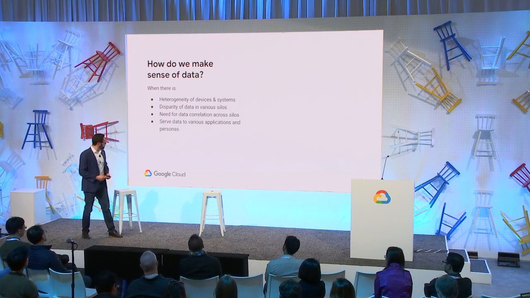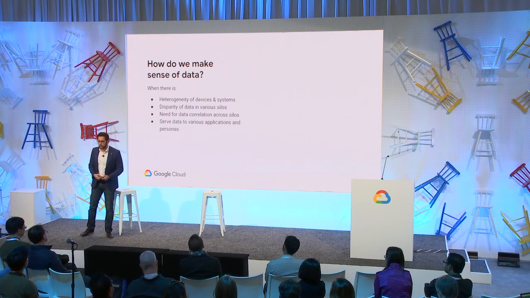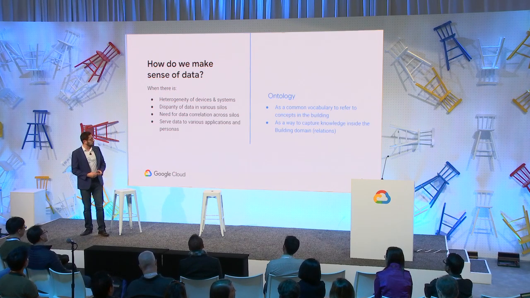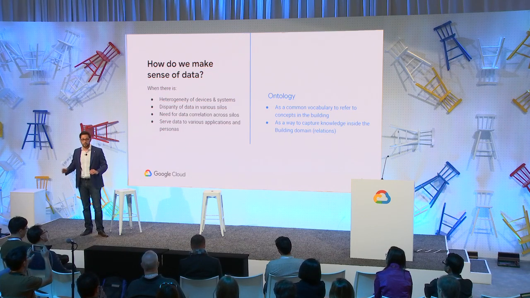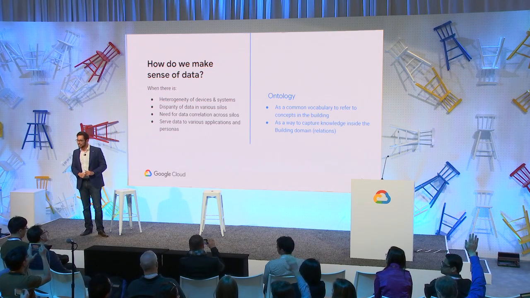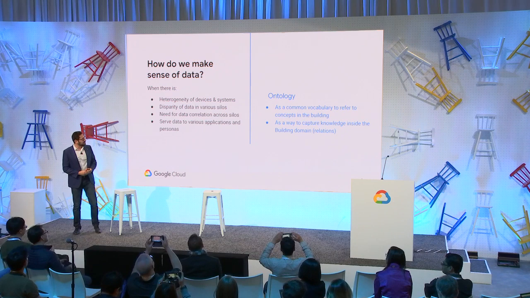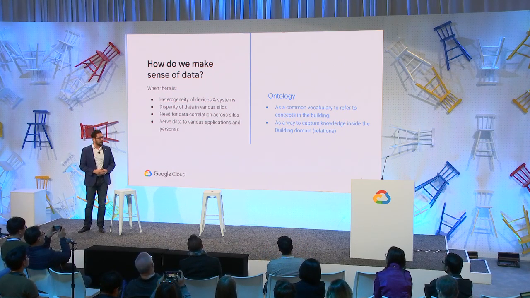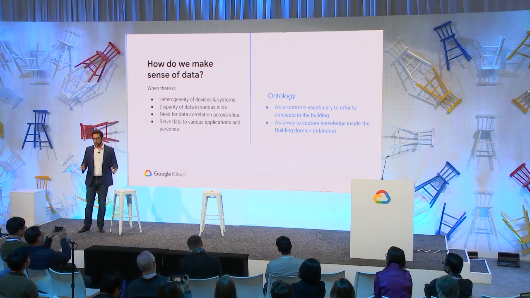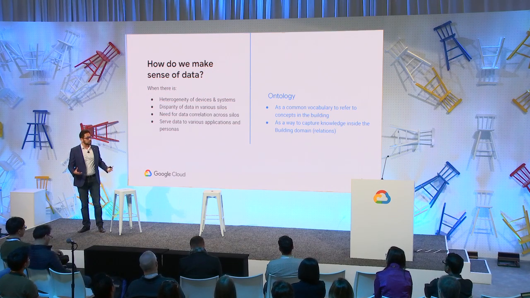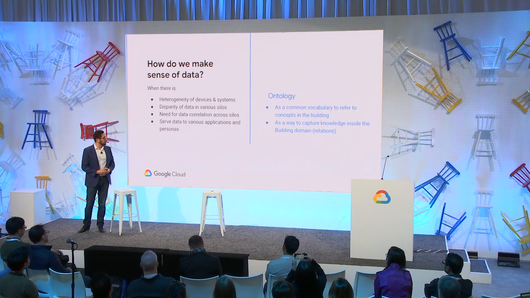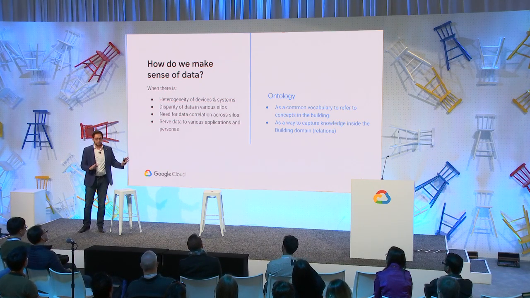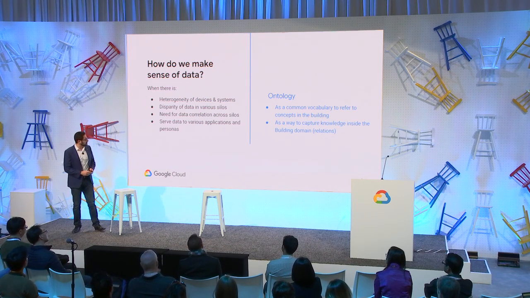So one of the ways of doing that is by relying on ontology. So before I go through it, by show of hands, who heard about this word before? OK, cool. So an ontology is a common vocabulary to refer to the concepts in a building, but we can also use it as a way to express relationship between these concepts. Don't frown upon this definition. I will go through more details.